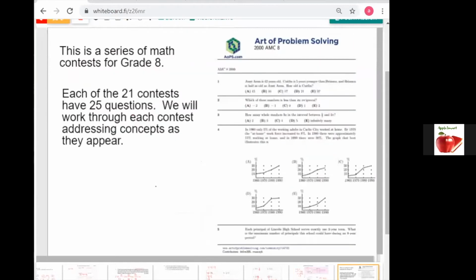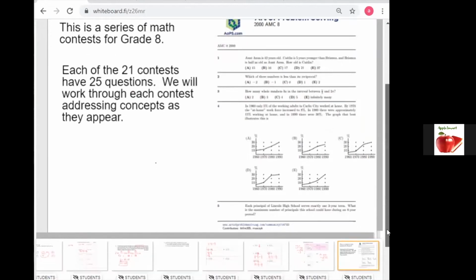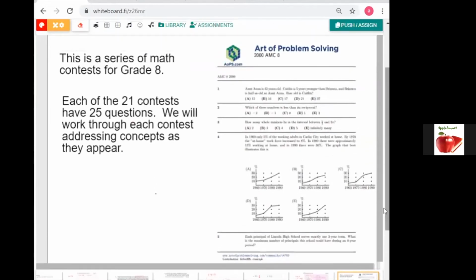The other demonstration that I'm doing is grade 8 math. And I am doing a series of math contests called the AMC. And we have all the years from 2000 to 2021. And each contest has 25 questions. And I would be working through each of the questions, each of the contests. And I don't know how long a contest would take us.